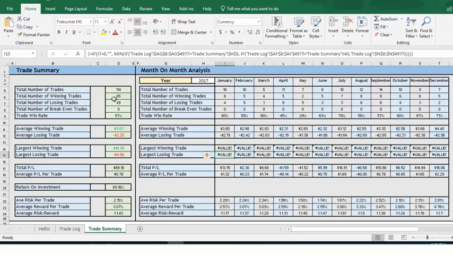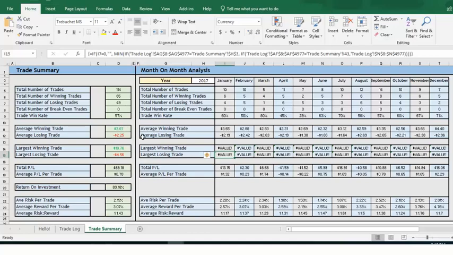65 of those trades were winners. 49 of those trades were losers, meaning that the win rate was actually 57% on this particular strategy. And then you would see that the average winning trade was about $3.70, and the average losing trade was $2.25.